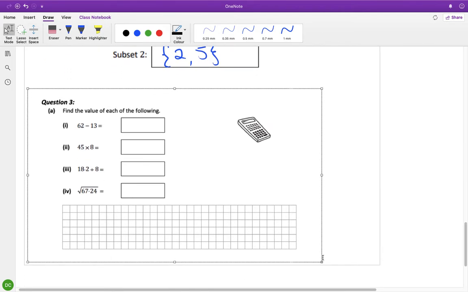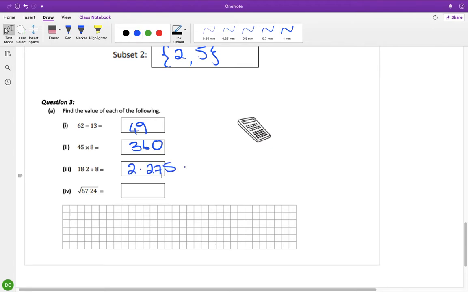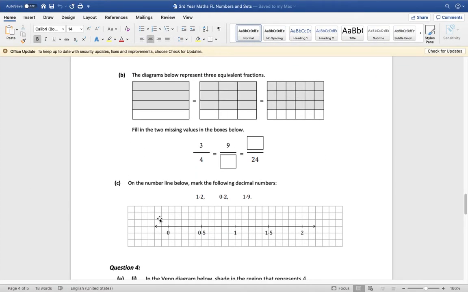Okay, so calculator out again. 62 minus 13 is 49. 45 multiplied by 8 is 360. 18.2 divided by 8 is 2.275. And the square root of 67.24 is 8.2. That's all just typing into my calculator.